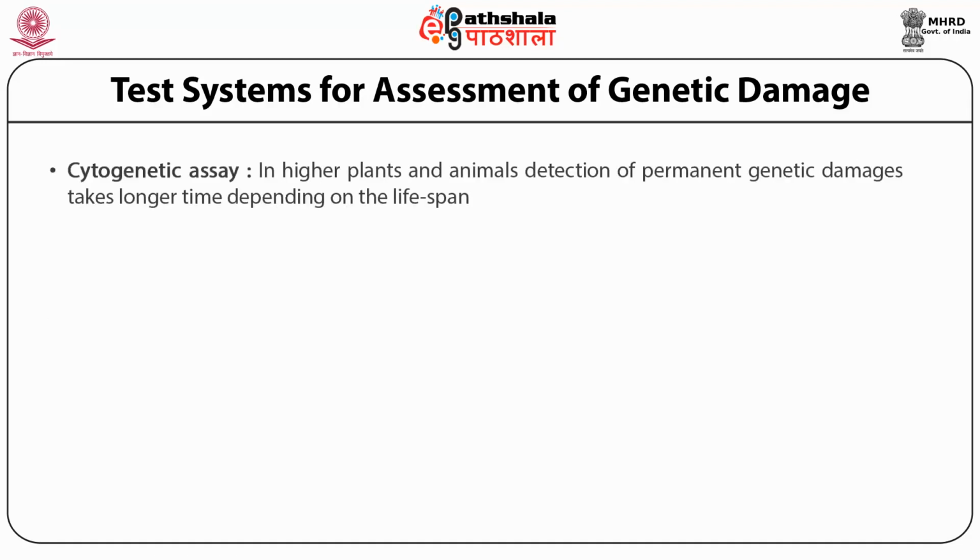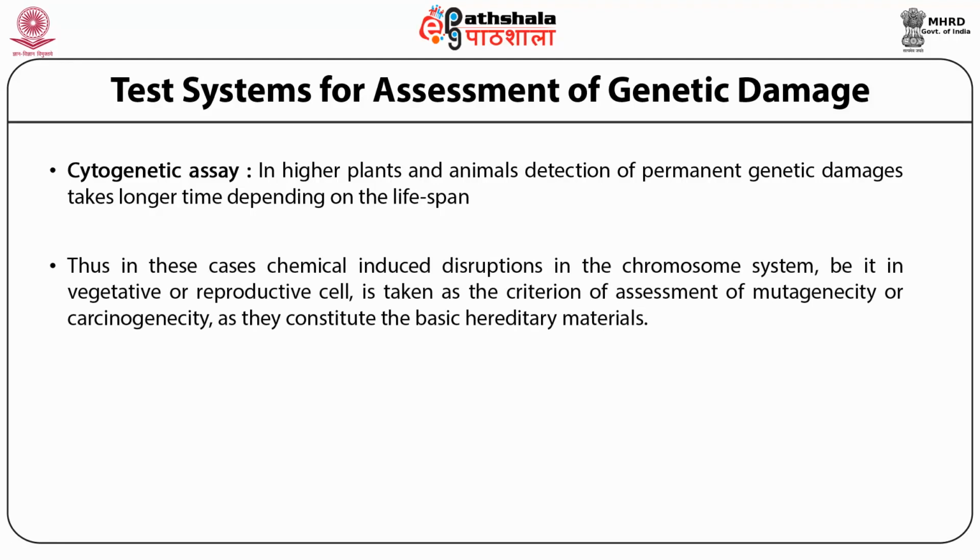Another test is the cytogenetic assay. In higher plants and animals, detection of permanent genetic damage takes longer, depending on the lifespan. Thus, in these cases, the chemical induced disruptions in the chromosome system, be it in vegetative or reproductive cells, are taken as the criteria of assessment of mutagenicity or carcinogenicity, as they constitute the basic hereditary material. However, insects with shorter life cycles or Arabidopsis among plants permit the analysis of events throughout the entire life.